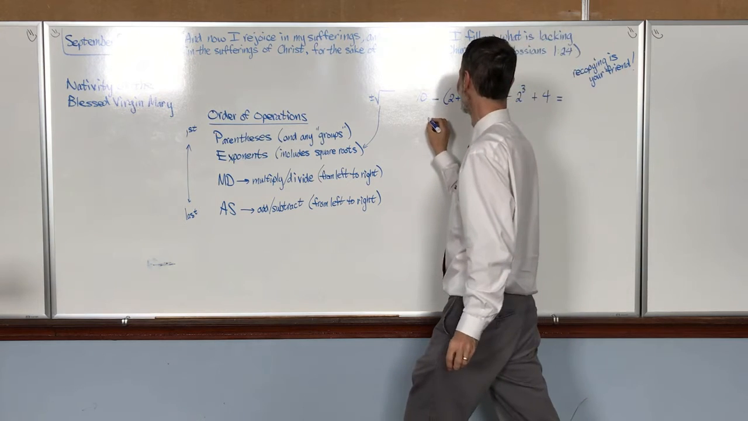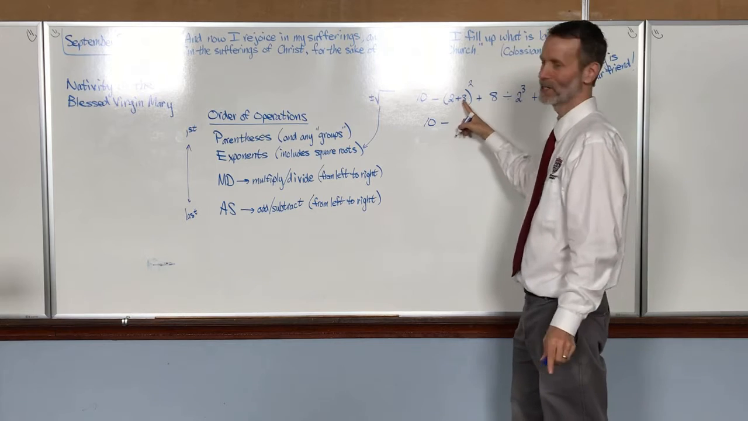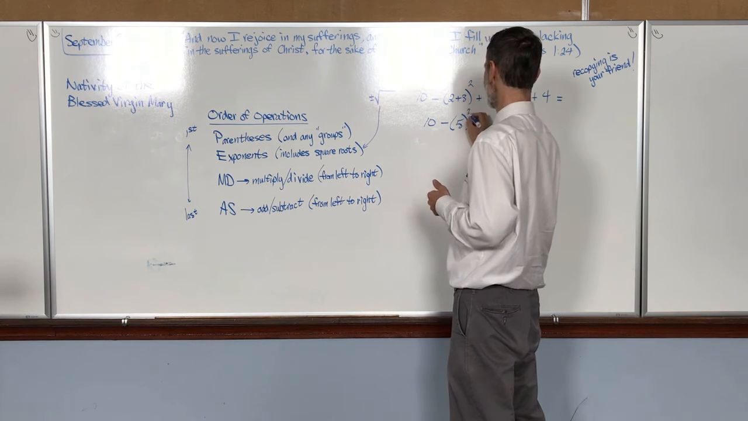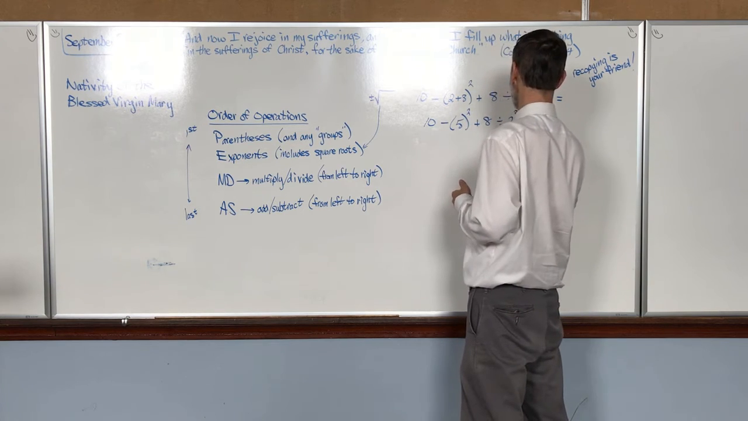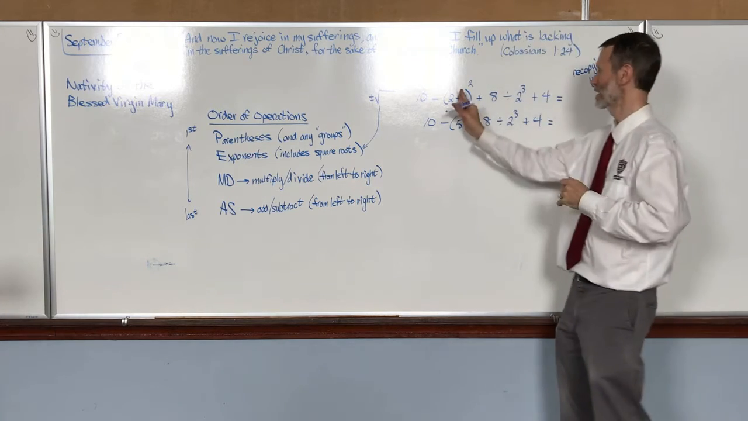Same. 10 minus, and then all I'm going to do is replace the parentheses stuff. What would that be again? 5. Leave that in parentheses and leave it squared. Plus 8 divided by 2 to the 3rd plus 4. You notice I didn't change anything except the parentheses stuff.